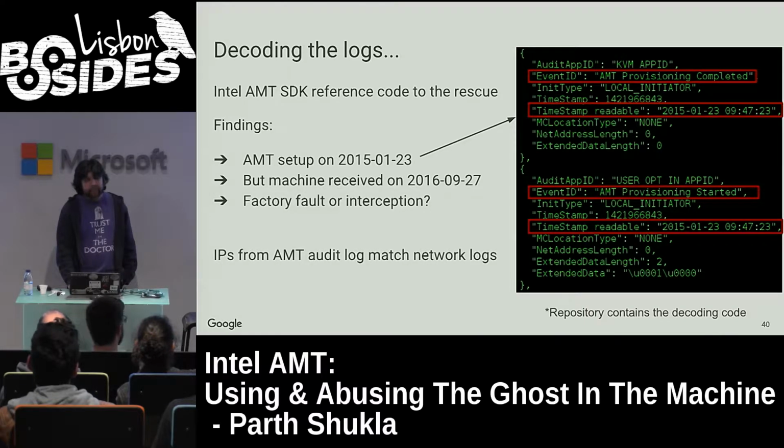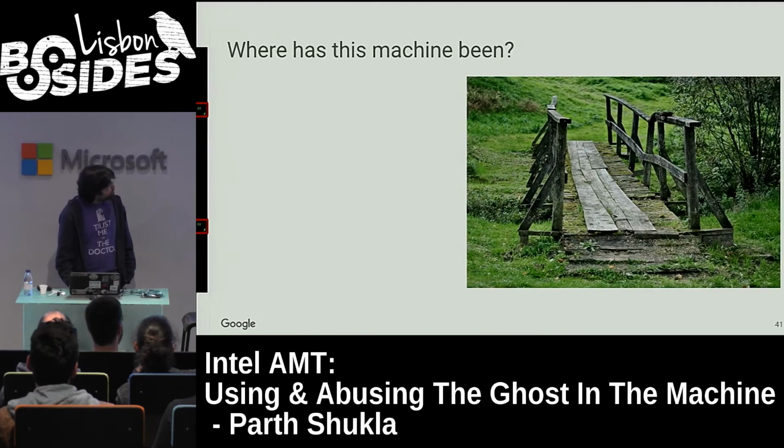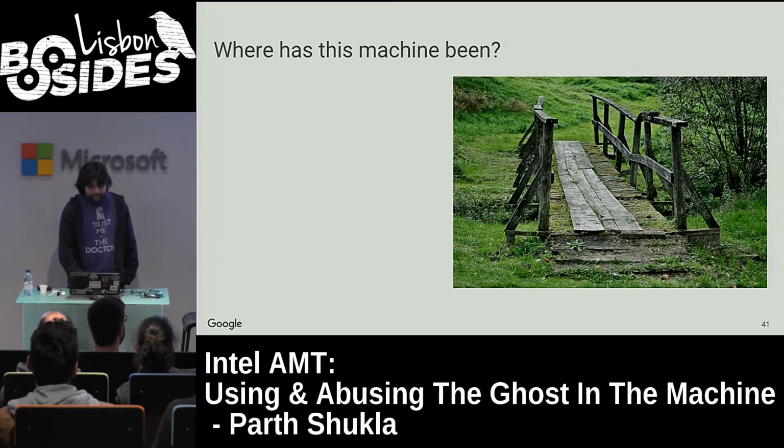I still had the nagging feeling of, well, it still doesn't explain the full story, right? We have a year gap. How did we get a machine shipped to us that was provisioned 1 year before we received it? Since we never want to leave any leaves unturned, I emailed the machine vendor asking for history before we received it at Google.